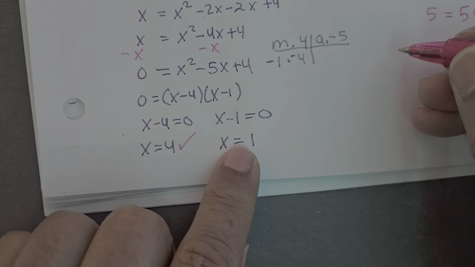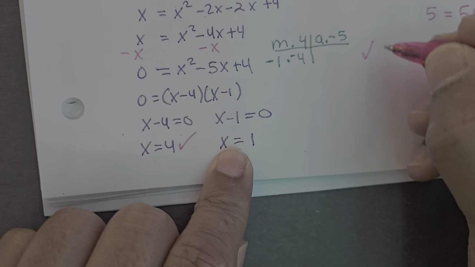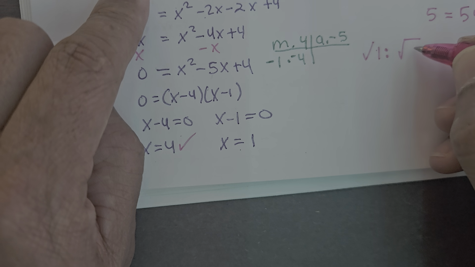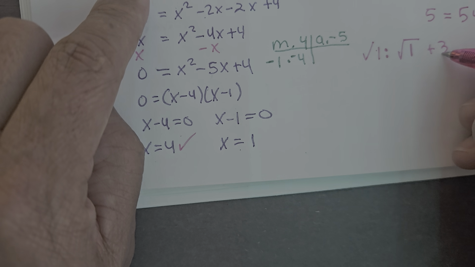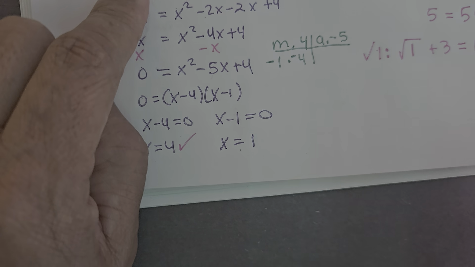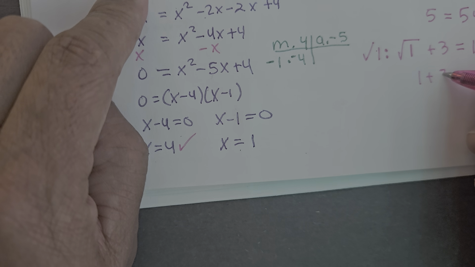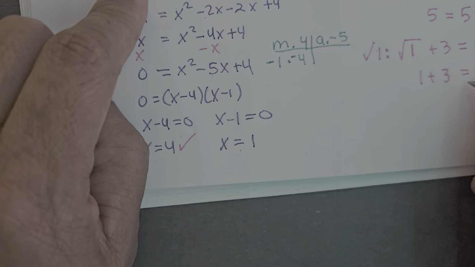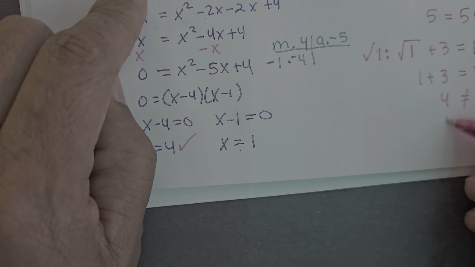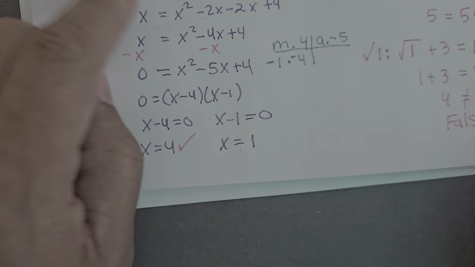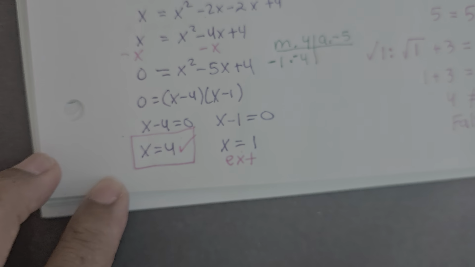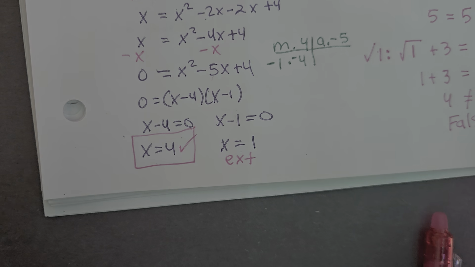By the same reasoning, go ahead and check this solution. So check when x is equal to 1. So again, go back to the original equation. Square root, instead of x, 1, plus 3. Is this equal to 1 plus 1? Well, the square root of 1 is 1. And 1 plus 3 is 4. So as you can see, this is not true. This is a false statement. So then we say that this solution, which means x is equal to 1, is extraneous. So I'm going to box the only one that works. Okay? And that's all for this lesson.